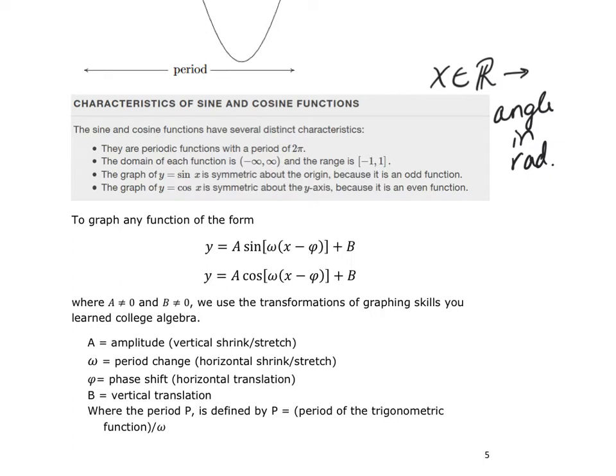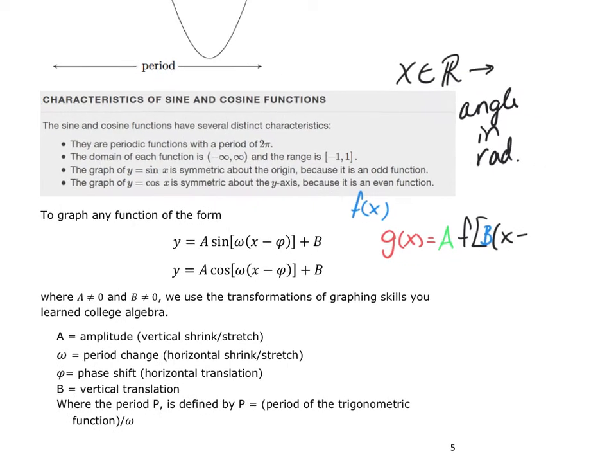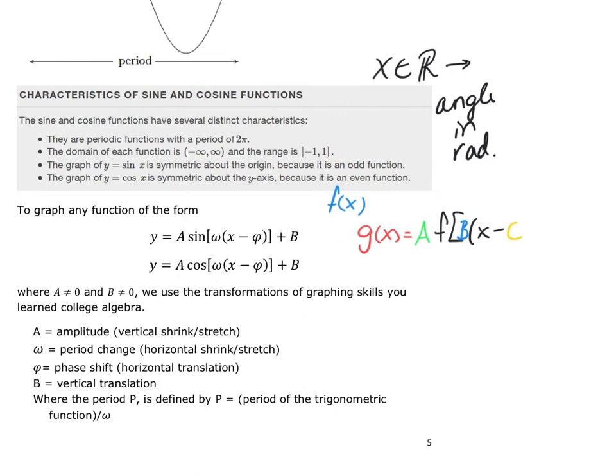My f function is given, and then my transformed function g of x is equal to, this is how we would have done it in Precalc: a times f of b times (x minus c), and then plus d. Now everything that happened before in terms of transformations is still going to happen.